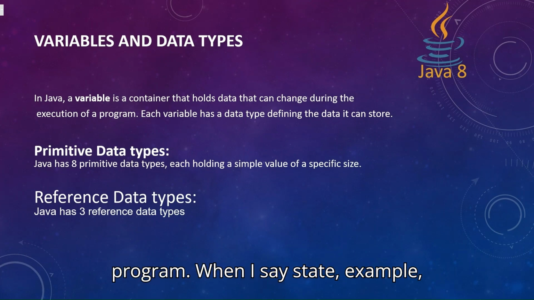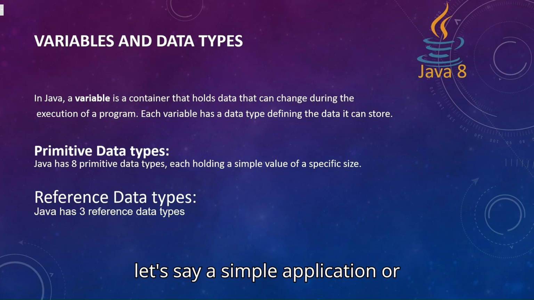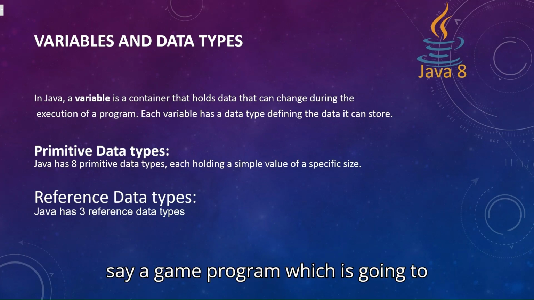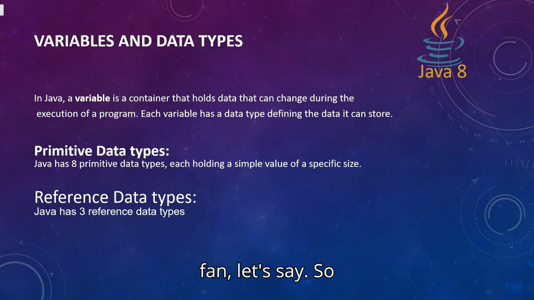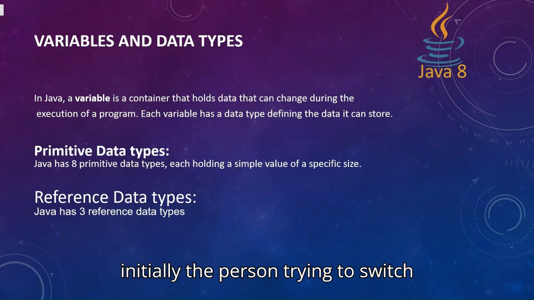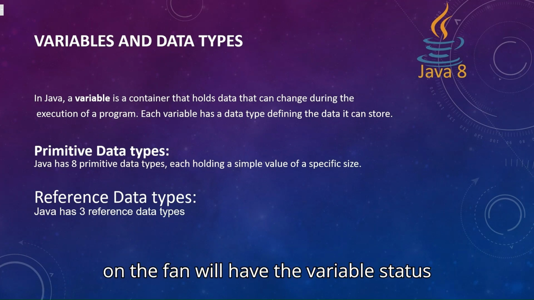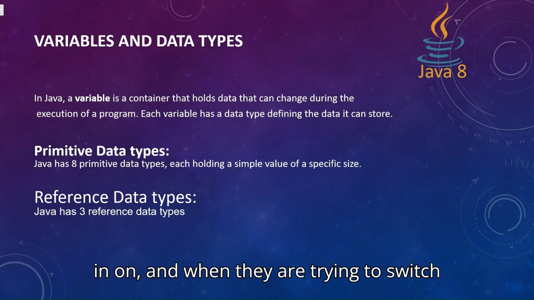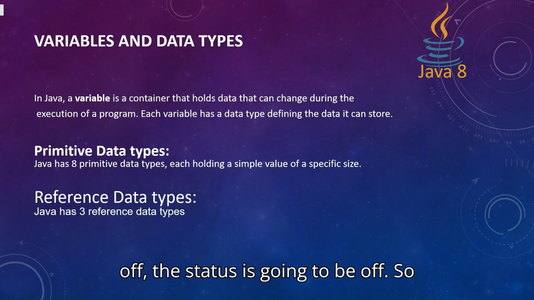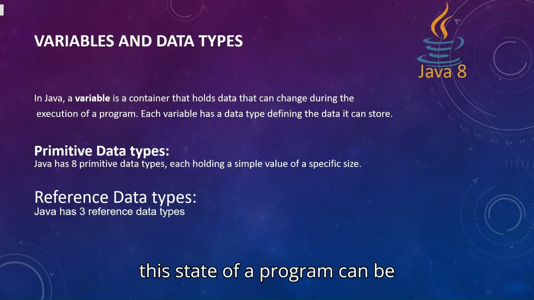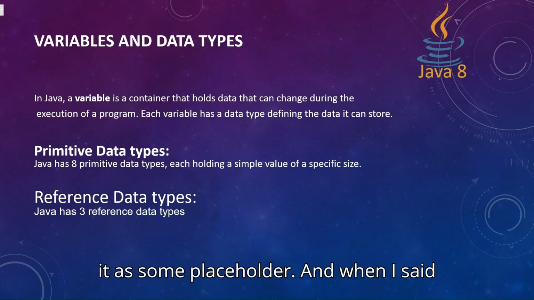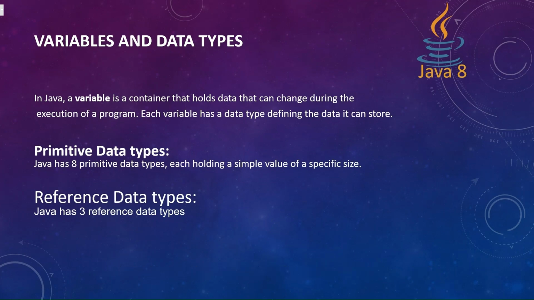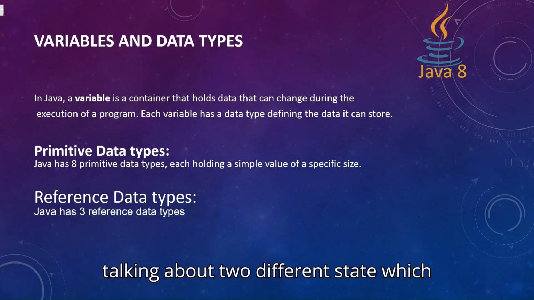When I say state, for example, let's say a simple application or a game program which allows a user to switch on and switch off a fan. Initially the person trying to switch on the fan will have the variable status as on, and when they are trying to switch off, the status is going to be off. So this state of a program can be held by a container. That container is going to be a variable, and we call it a container, or some placeholder.